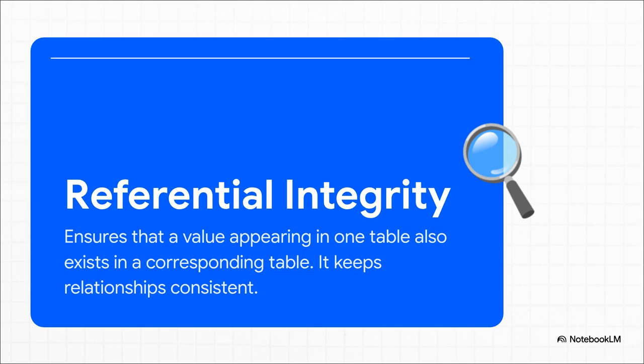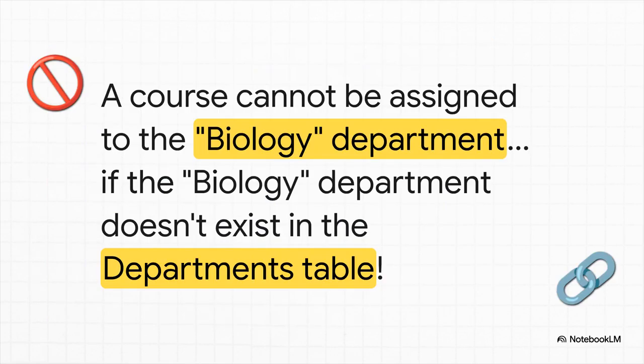Now we get to a slightly more advanced but absolutely critical rule, referential integrity. All this means is that the connections between different pieces of our data have to make sense. It's what stops you from creating orphans, data that's pointing to something that doesn't even exist anymore. And here's the perfect example of that. Let's say you try to add a new course and you assign it to the biology department. Well, the database is going to stop you right there if the biology department hasn't already been created in your main list of departments. It's enforcing that logical link, preventing that orphan data we were just talking about.